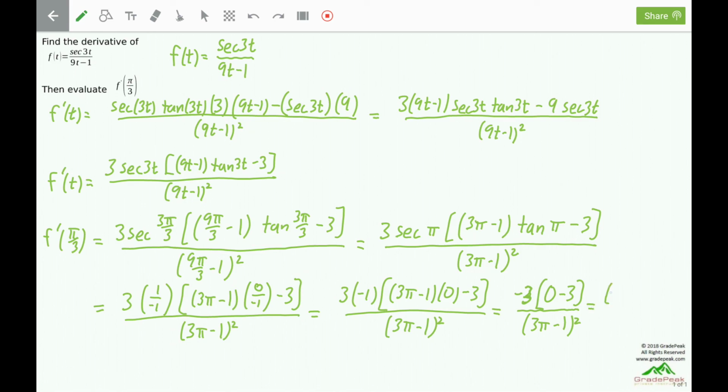So in the numerator we have -3 times -3 over 3 pi minus 1 quantity squared. Well, -3 times -3 is a positive 9. And we'll just leave that over the denominator of 3 pi minus 1 quantity squared. There's f prime of pi over 3.